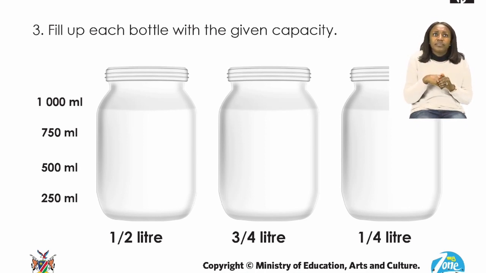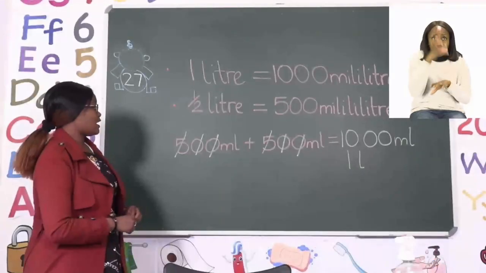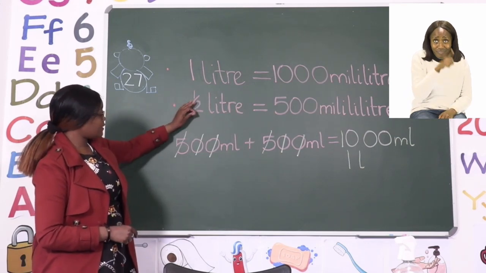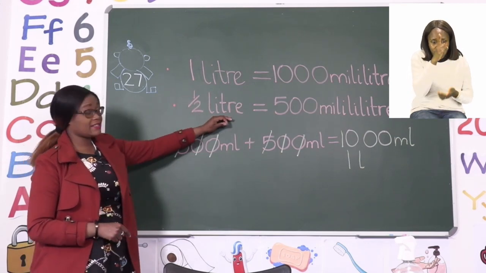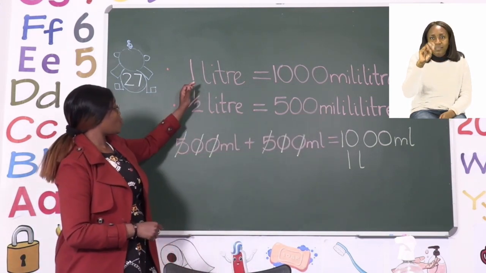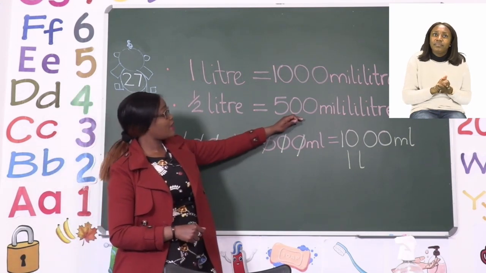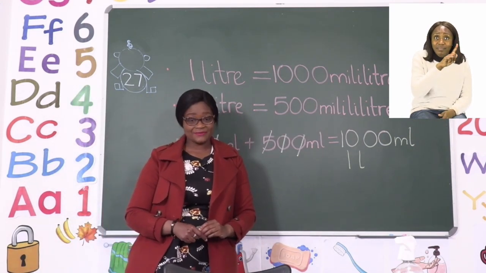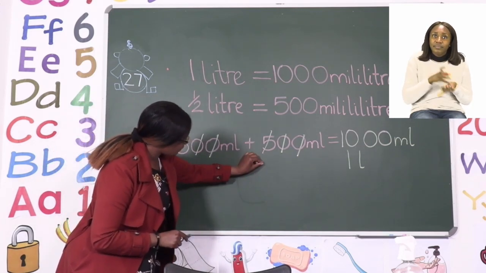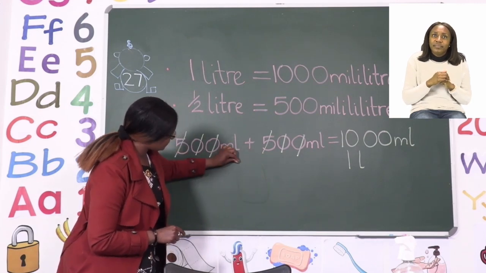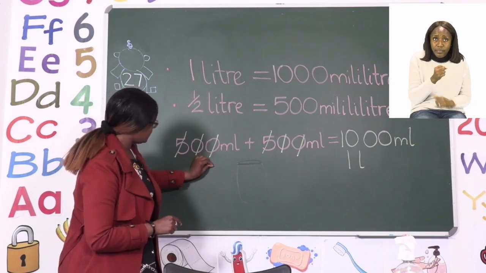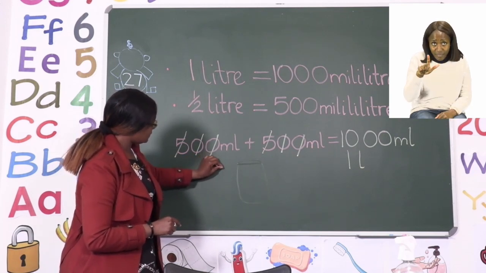Those are the numbers that will guide us to tell us how much we need to put in. Let's take a look at the board and try and fill up the first one. Now here, I've given you a clue to say that half, 1/2, of a liter is equal to 500 milliliters. So half a liter is equal to 500 milliliters. So if you're going to have your jar, let's say this is our jar, the one I'm drawing here on the board. Our jar has 1,000 milliliters.